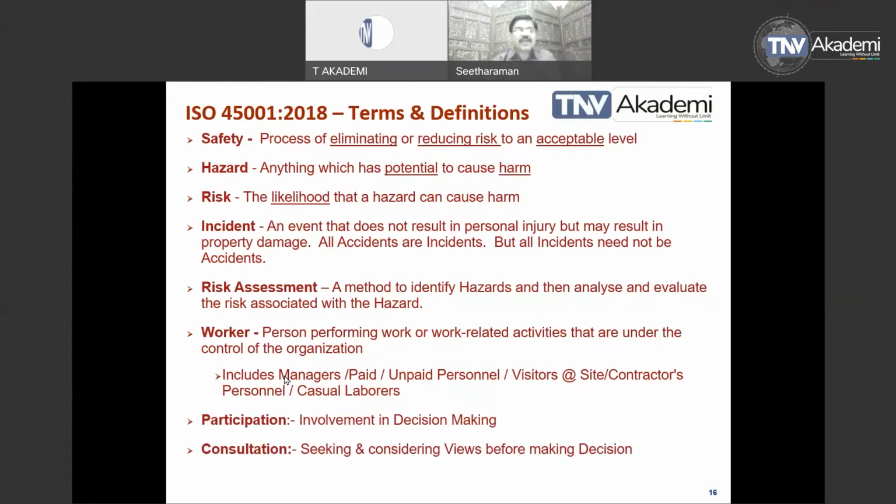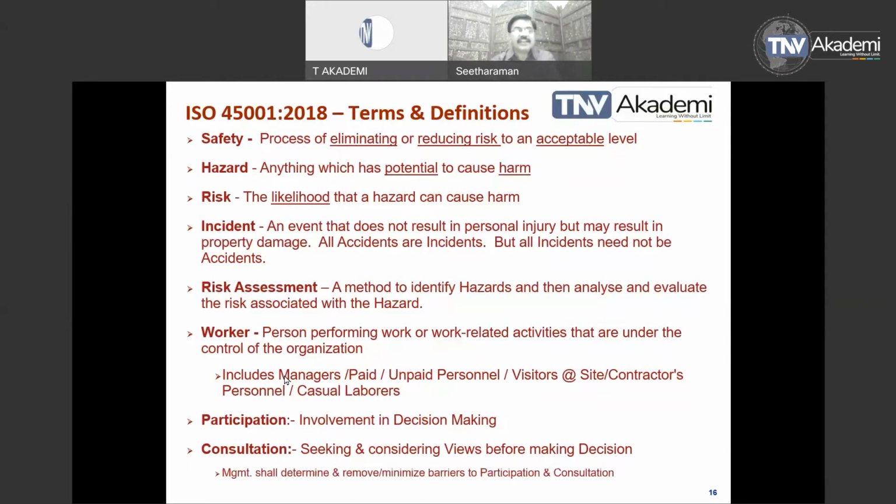Whereas participation talks about involvement in decision making, like people have to be involved when you take decisions, so they are party to it. Whereas consultation is seeking and considering views before making decision. So you call for a meeting, you take the views of the people, and then you implement your decision, but there will be a consideration given for their views. So both are important. You have to be participating, and also the employees have to be consulted in the organization.